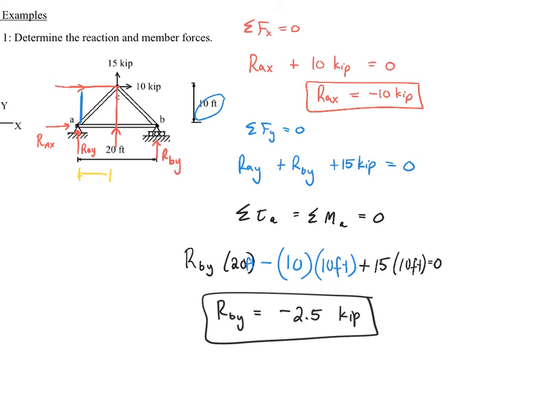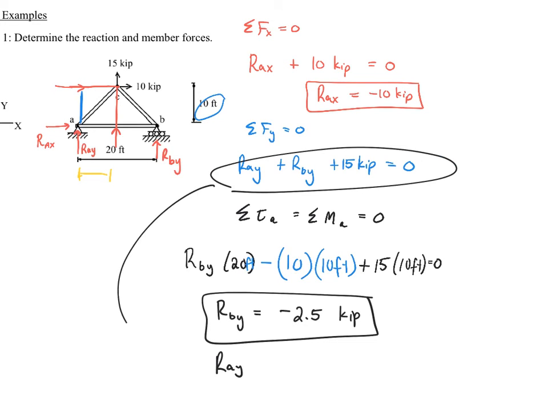Now let's get RAY also as our final step. And we can get that from this equation right here. Once we know RBY, we plug that in. Negative 2.5 going in for RBY right here makes that 12.5, which makes this a negative 12.5 kips.